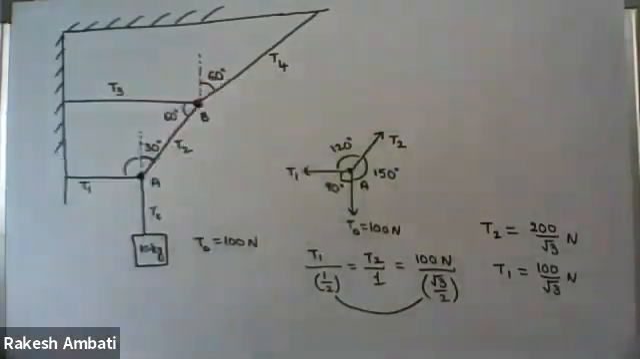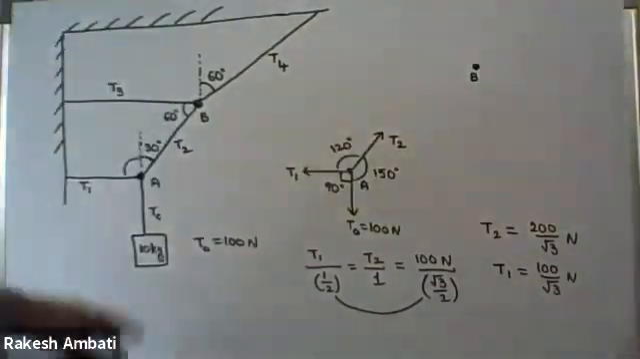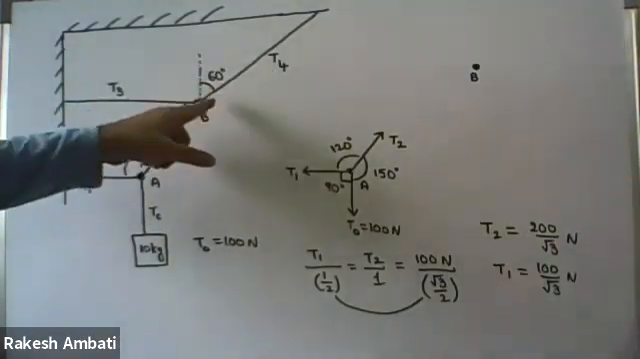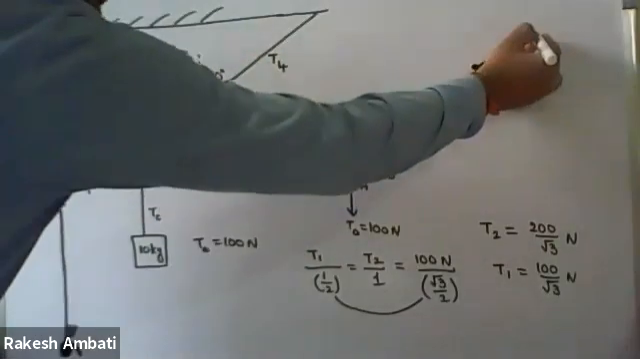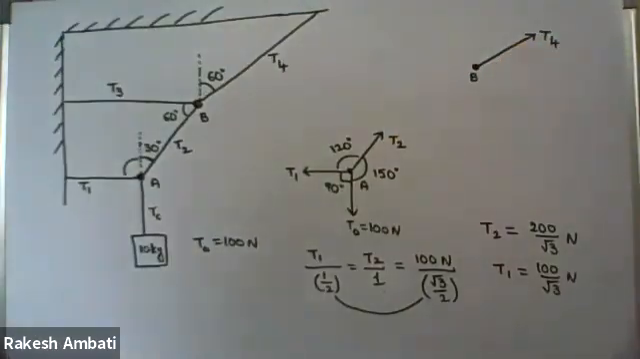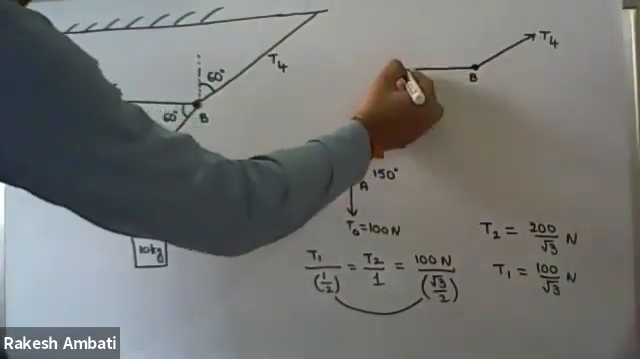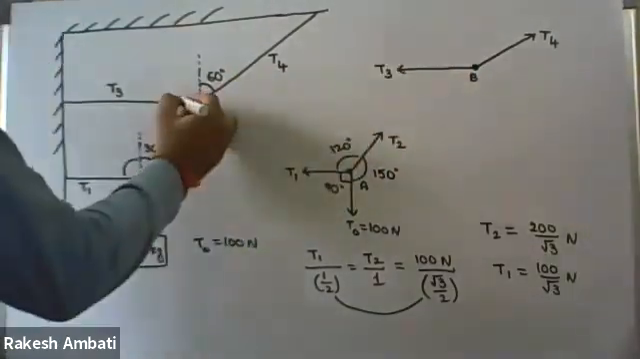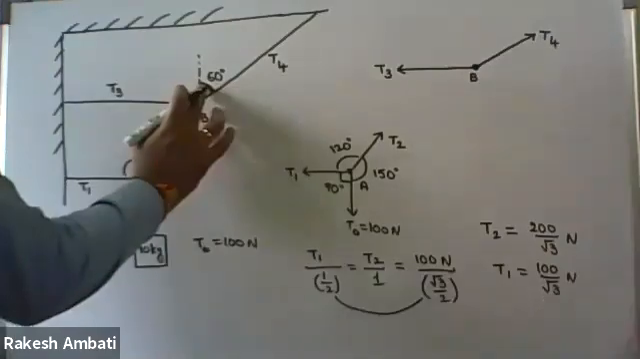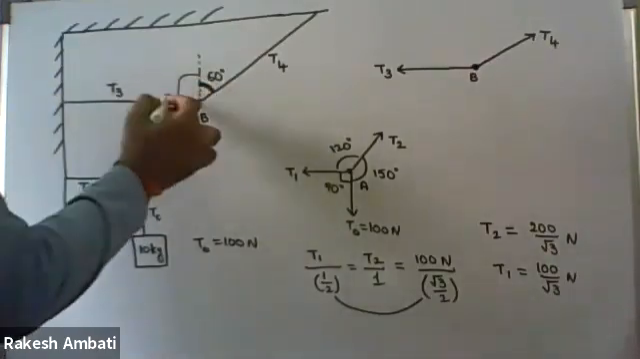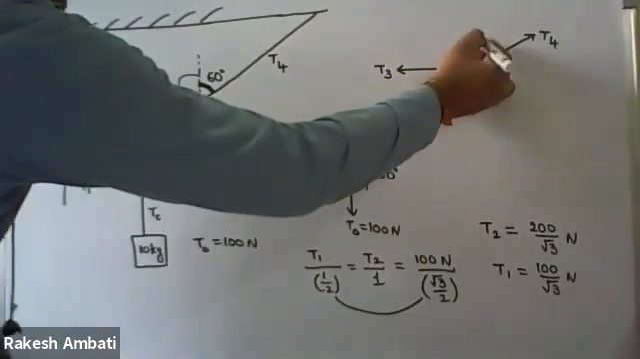To find T3 and T4, I'm taking tied point B. For this tied point, what is the direction of T4? The direction of T4 is away from the tied point. And the direction of T3 is also away from the tied point. And what is the total angle? It is 120 or 150. This is already given as 60 degrees, and this is 90 degrees. Then what is the total angle? 150. Now this angle becomes 150 degrees.